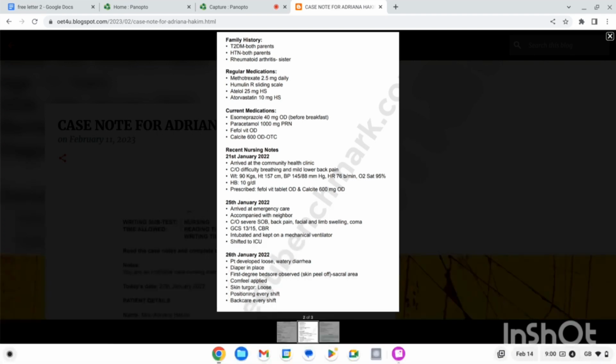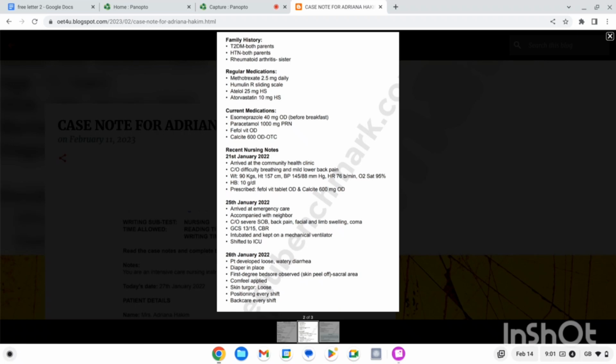That's important. So the patient developed loose watery diarrhea on 26th January 2022, and the second important thing is you noted or monitored one first degree bed sore on the sacral area. And again, notice that skin turgor was loose.